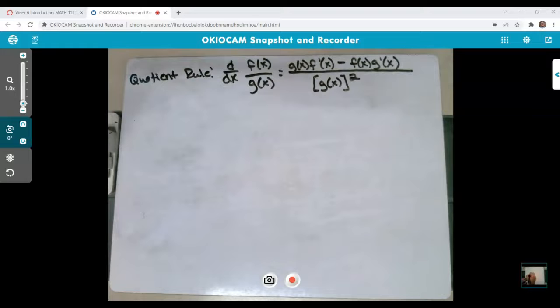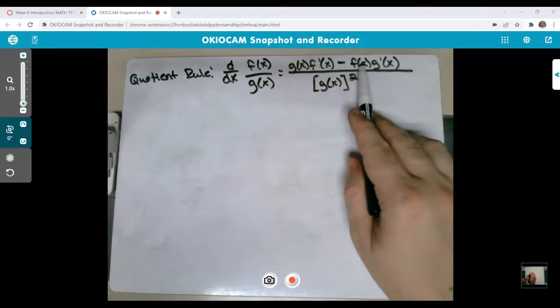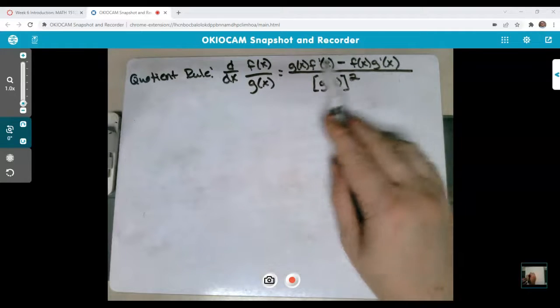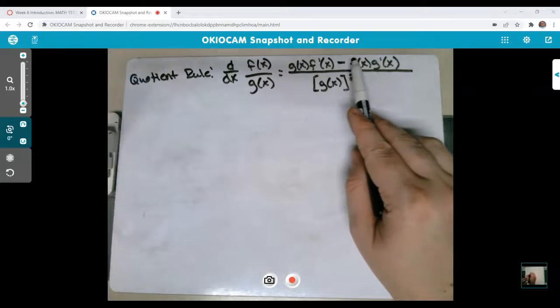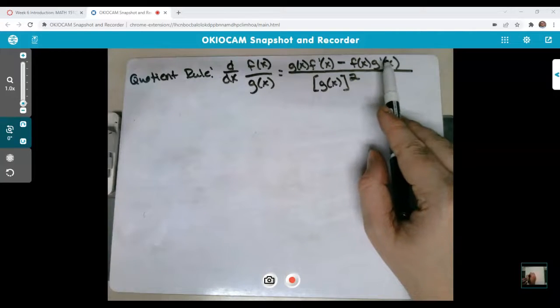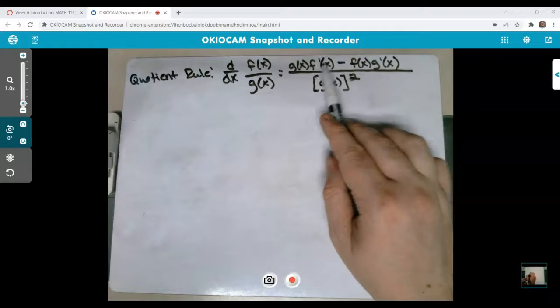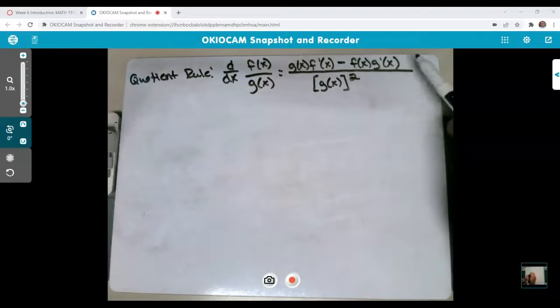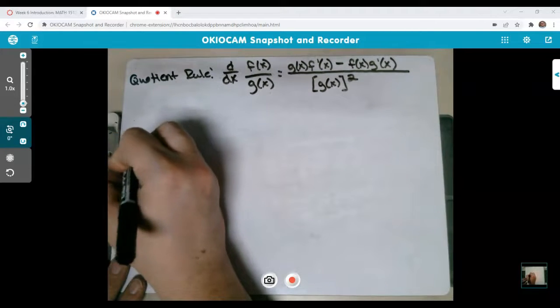So some people have a hard time remembering this because it's a lot, right? So a trick people have done is low d high minus high d low. And what that means is the bottom times the derivative of the top minus the top times the derivative of the bottom. So low d high minus high d low. I've heard that. All over low squared. So let's do some examples of using the quotient rule.